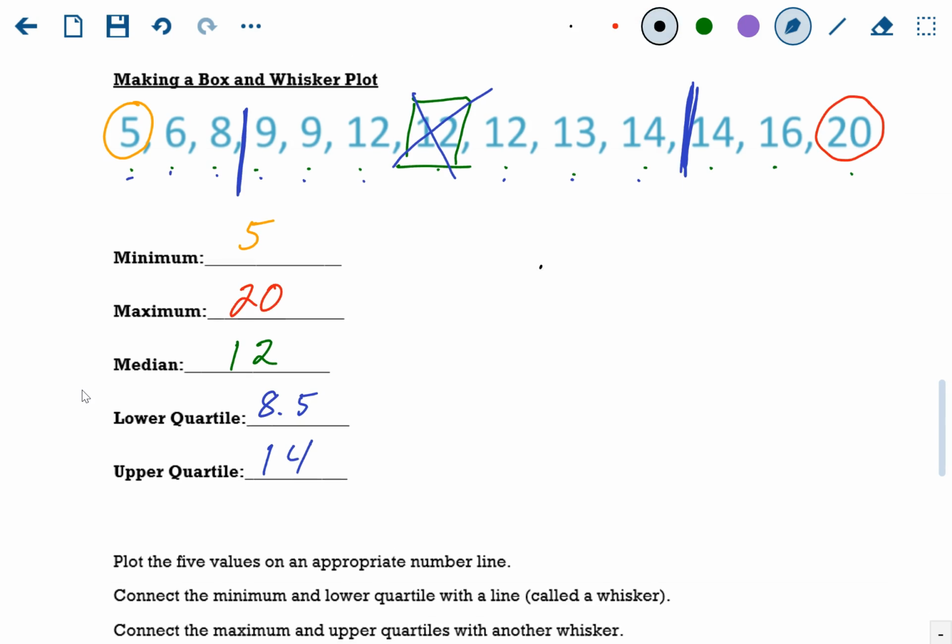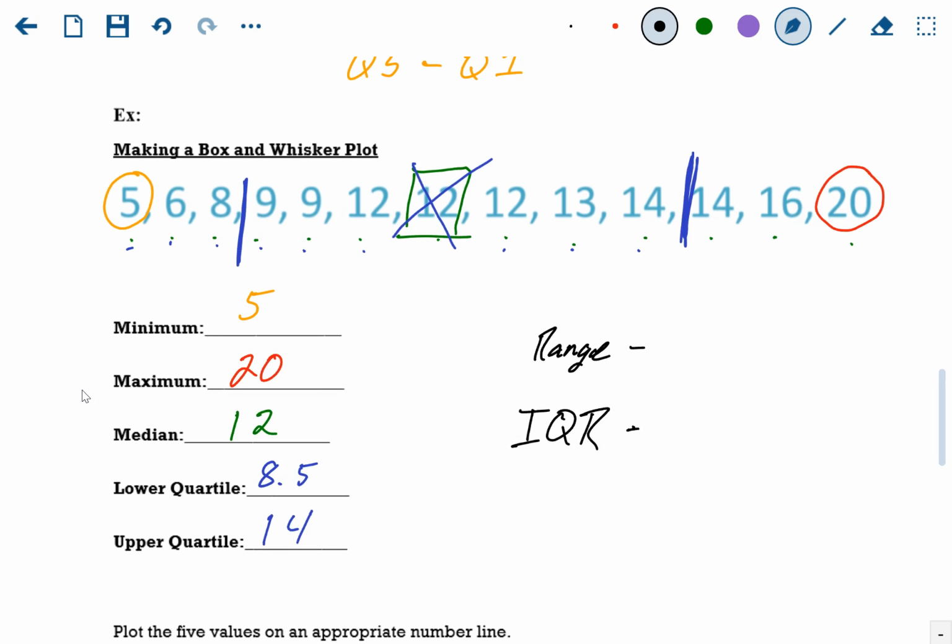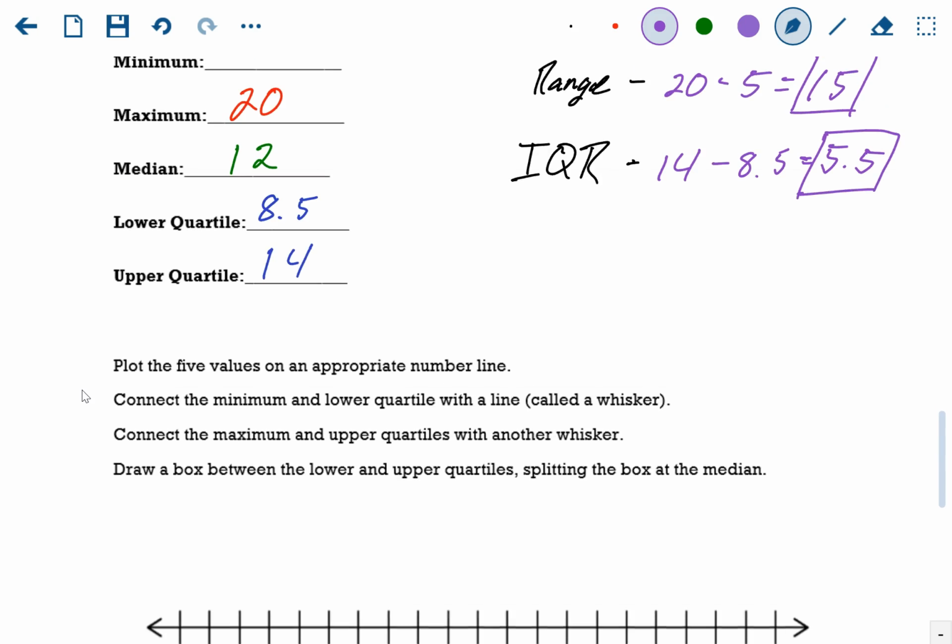Now again, one thing to notice is that your data, if you're doing this by hand, has to be in order, smallest to largest. Finding the range and the IQR, just for fun, the range, max minus min, 20 minus 5 is 15. The IQR, 14 minus 8.5, Q3 minus Q1, is 5.5.